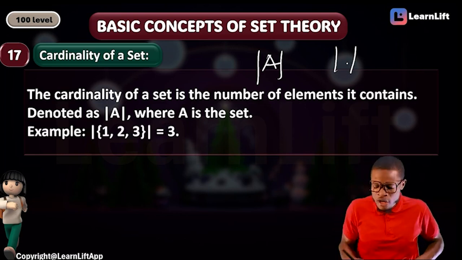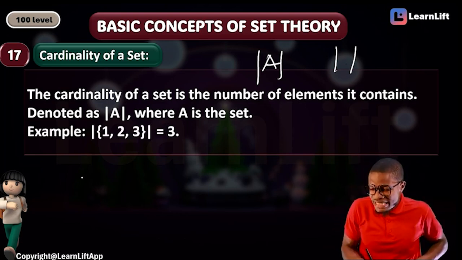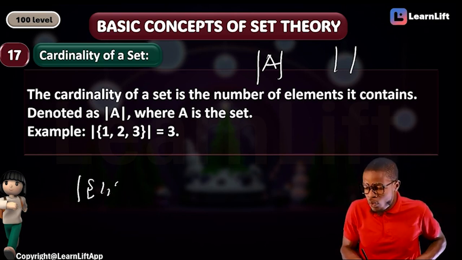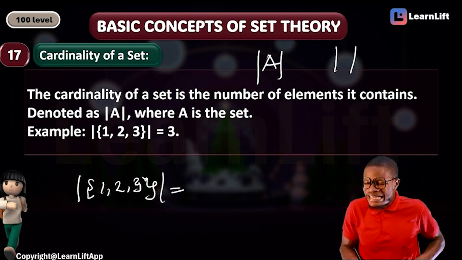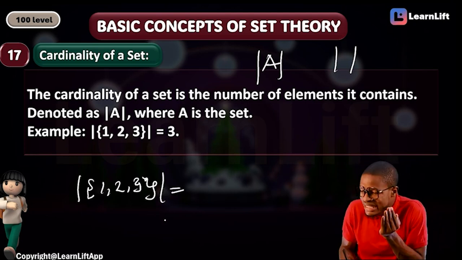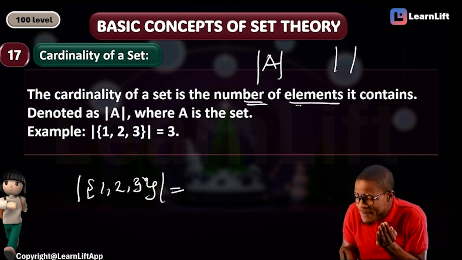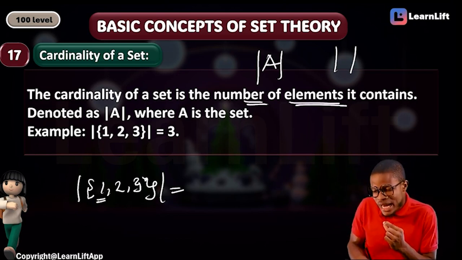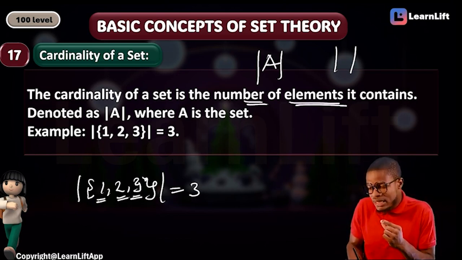For example, they are asking us to get the cardinality of this set, and I have 1, 2, and then your 3, and then you close the bracket. What is the cardinality of this set? It is the number of elements contained in the set. So how many elements do we have here? Here is 1, here is your 2, and here is your 3, so there are 3 elements there.